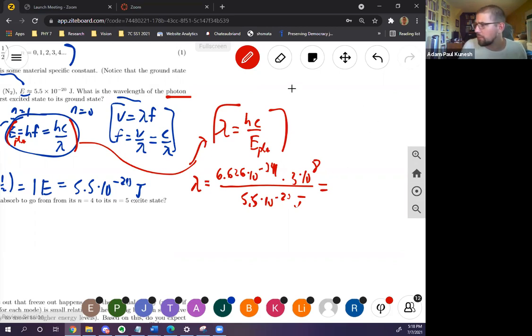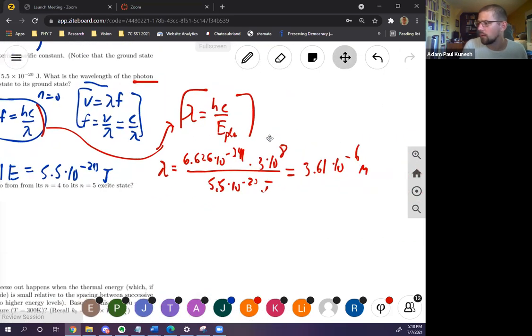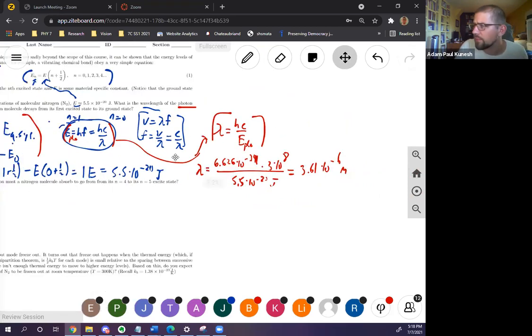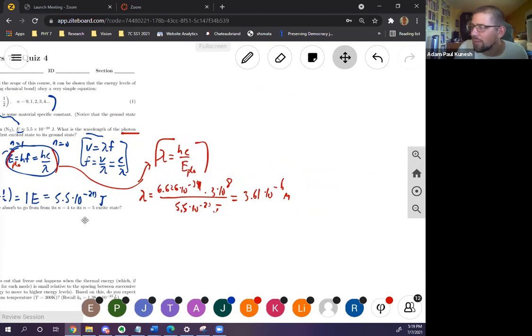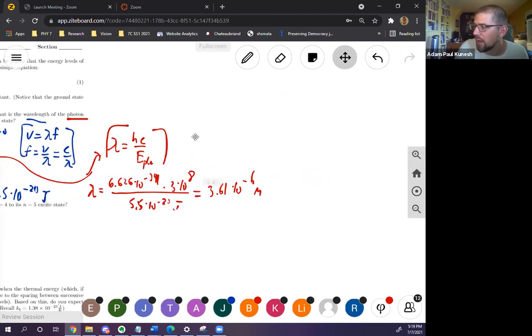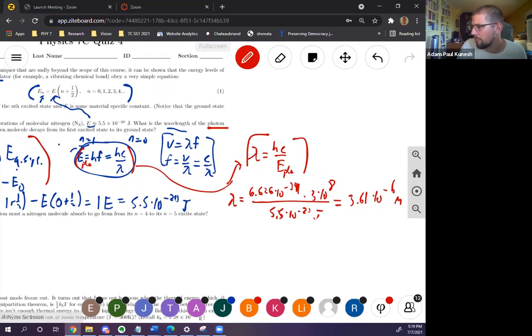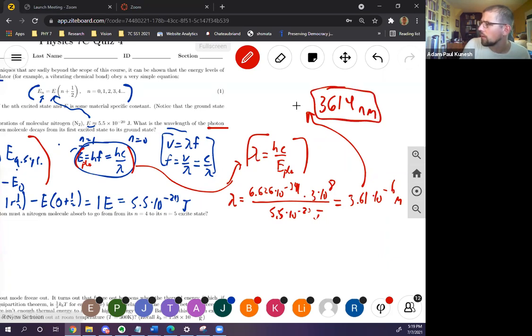Okay, I get 3.61 times 10 to the negative 6th meters, which is 361... Wait a minute. Wow, that's really long, actually. Feels a little longer than I would guess, but that would be 3,600 nanometers. 3,614 nanometers. That's my wavelength.